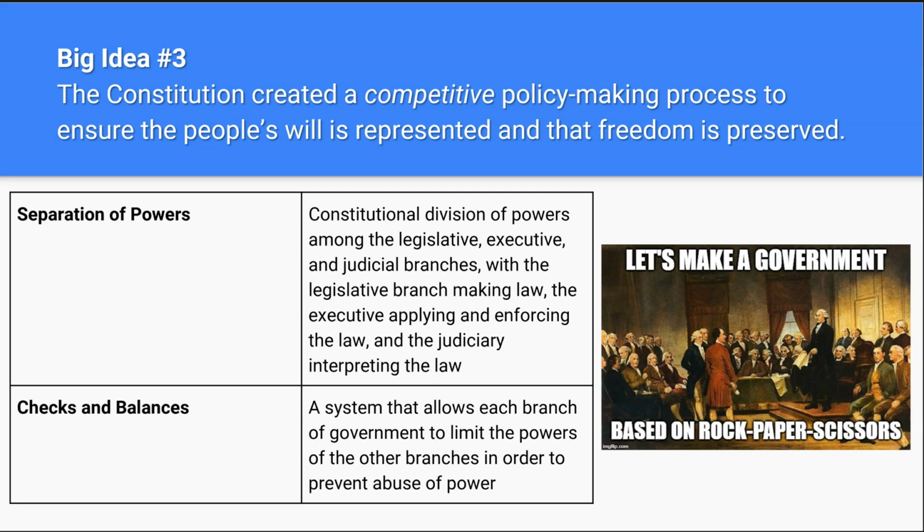All right, big idea number 3. The Constitution created a competitive policy-making process to ensure people's will is represented and that freedom is preserved. So we have this concept, Montesquieu's concept of separation of powers. So constitutional division of powers among the legislative, executive, and judicial branches, where the legislative branch makes the laws, the executive applies and enforces the law, and the judiciary interprets the law. The checks and balances, a system that allows each branch of the government to limit or in some ways control or put a check on abuse of powers by the other branches. And we've talked about several examples of that.